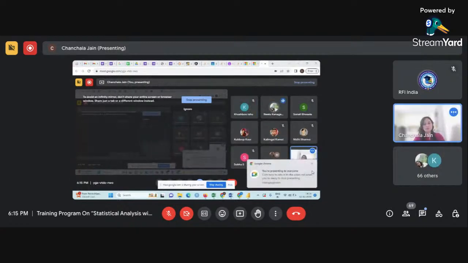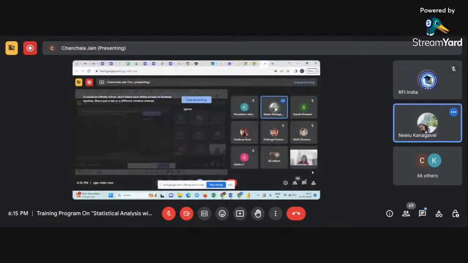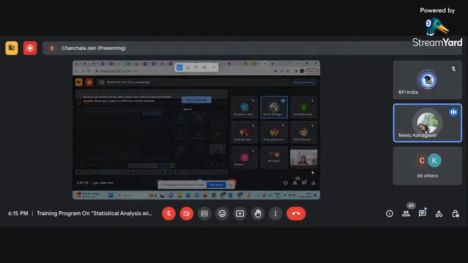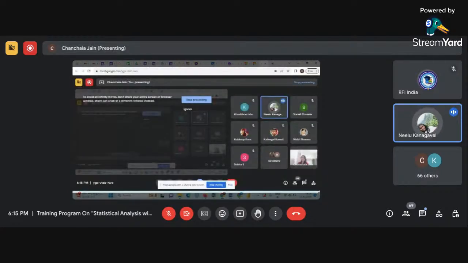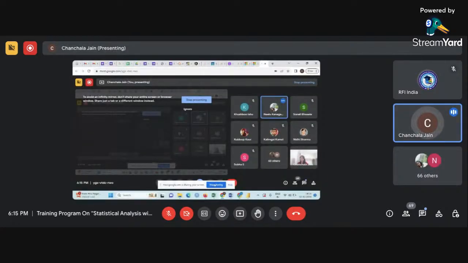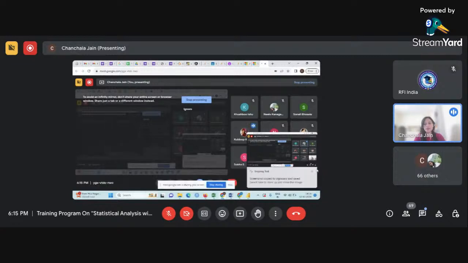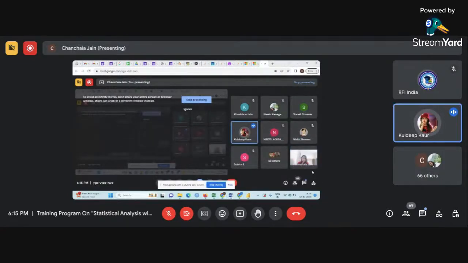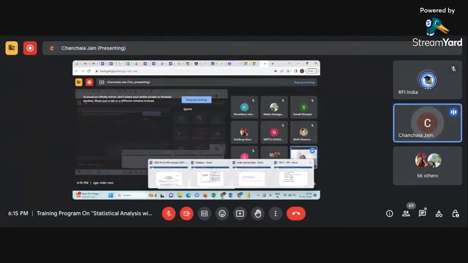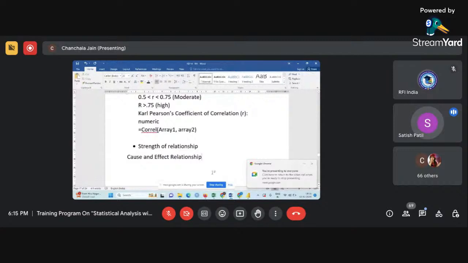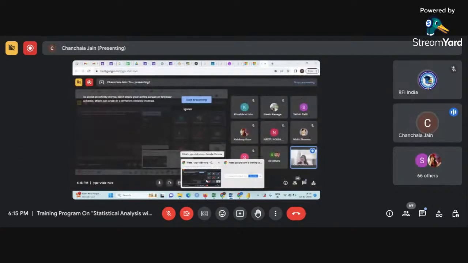Okay, no problem. Yes, ma'am, the effect of food on health. Cause and effect means the effect of food on health, like nuts increasing weight and so on. Okay, fine. Ma'am, I think when one variable changes, the effect is shown on the other variable. Okay, fine, Kuldeep ma'am. Ma'am, demand and supply could be another example. Okay, fine. Thank you, everyone.